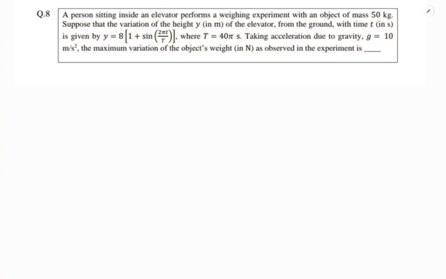So we need to calculate the variation in the object's weight. Consider that the acceleration is in the upward direction. Then the weight mg will be in the downward direction and ma in the downward direction. The weight will be recorded as the normal reaction force. So in this scenario N1 is equal to mg plus ma.